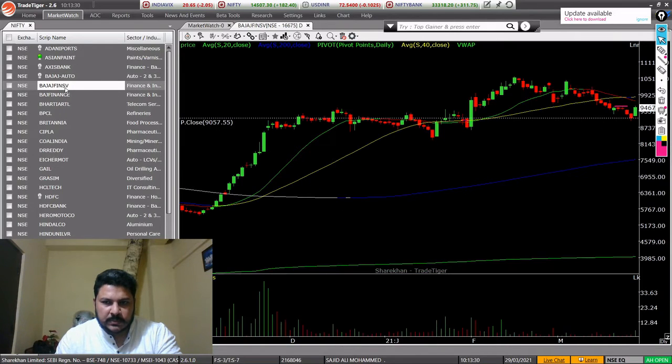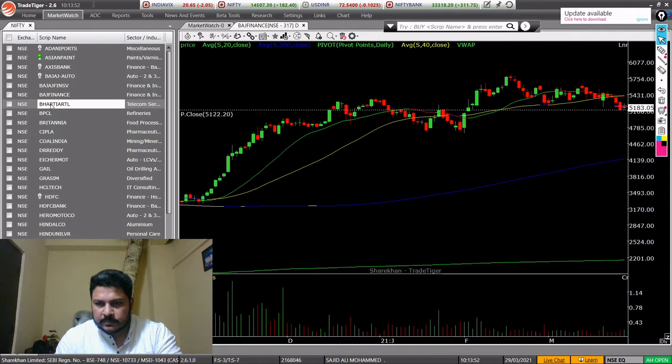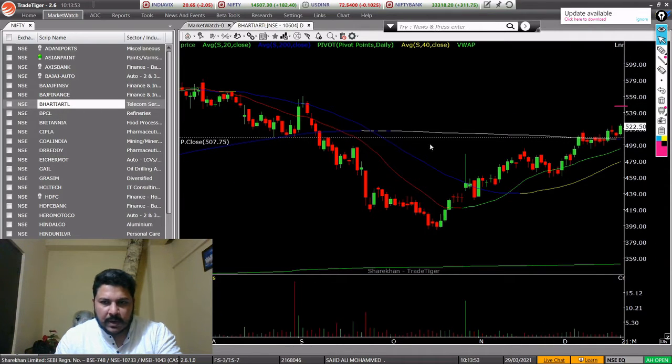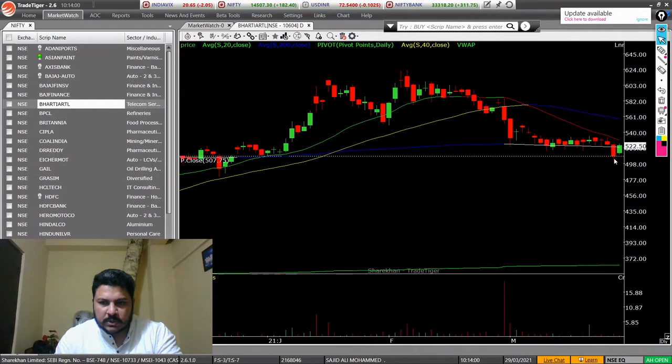Bajaj Finance is at a previous close level, which is at a strong level, and this is also a good entry point, but we have to wait because there is a resistance at this level. Bajaj Finance also same. Bharti Airtel should cross above this high, only then you can take an entry.